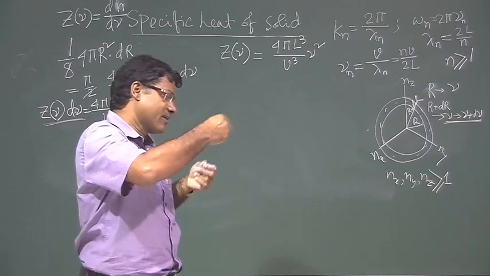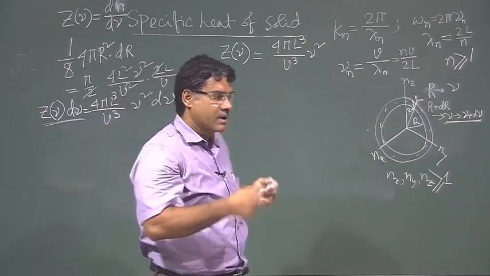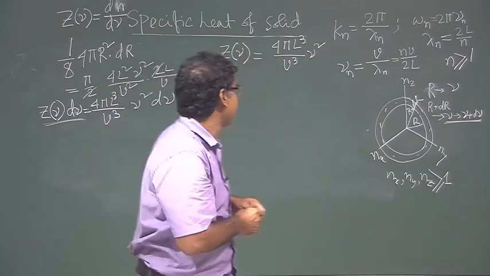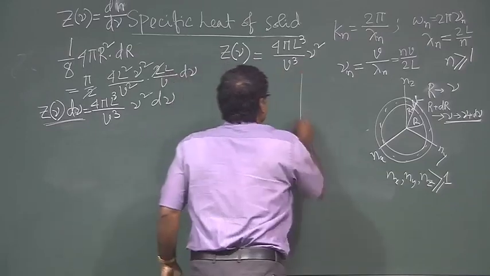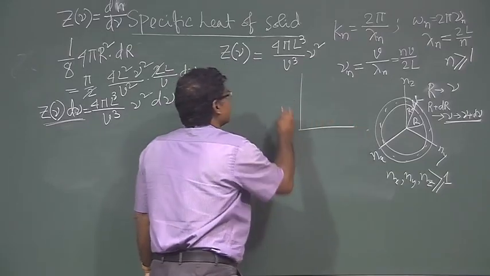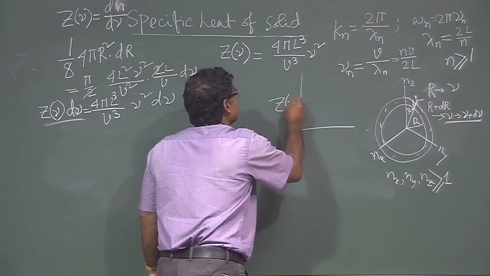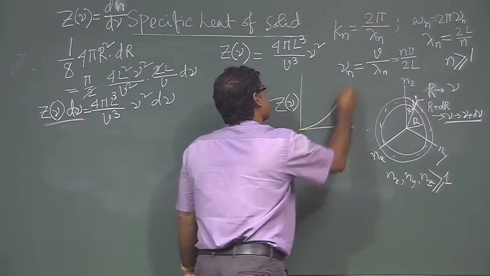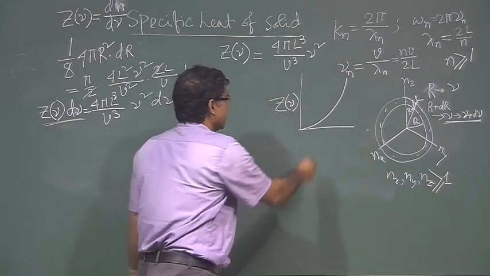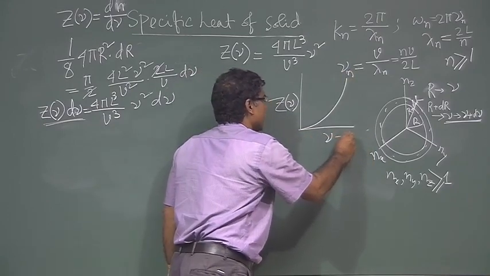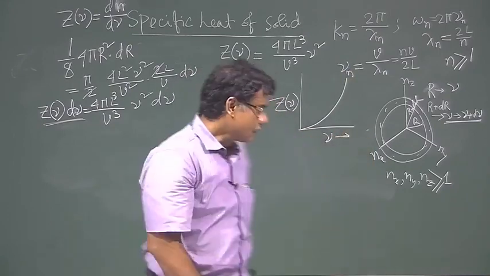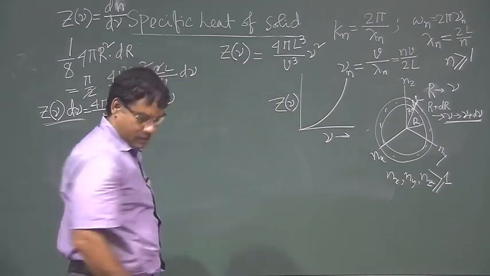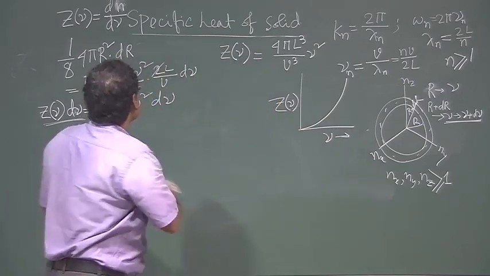So at higher frequency the density will be very high. If you draw this, Z nu will vary like a parabolic curve, nu square, so it will vary like this, right.